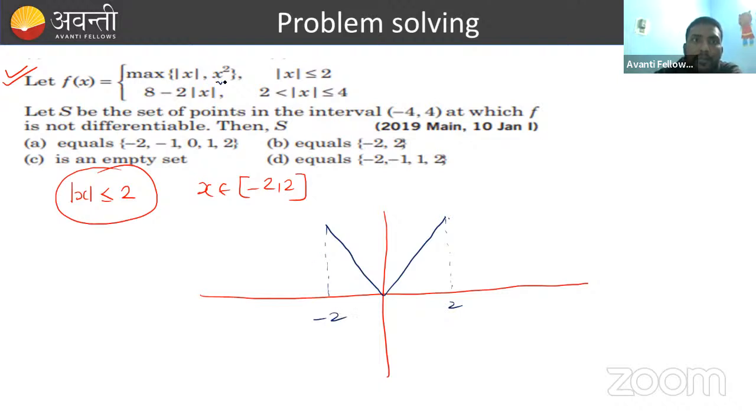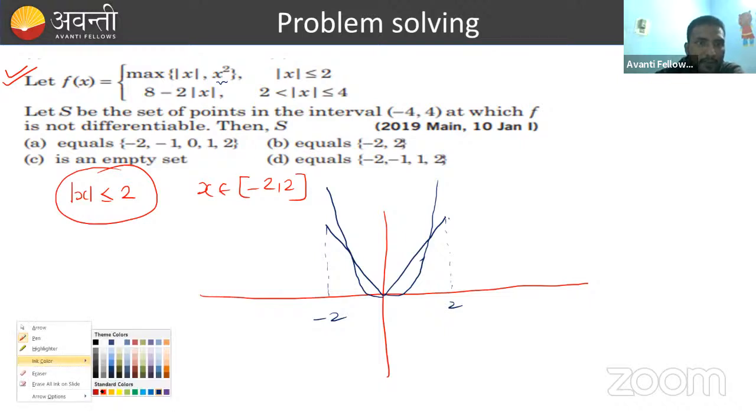And there is one more graph, that is x square. So I will draw x square also, right? If you draw it, it will become like this, and it will become like this. Okay, so what is happening?